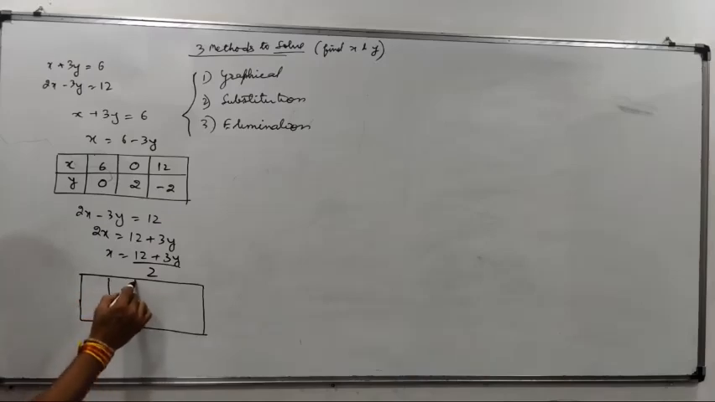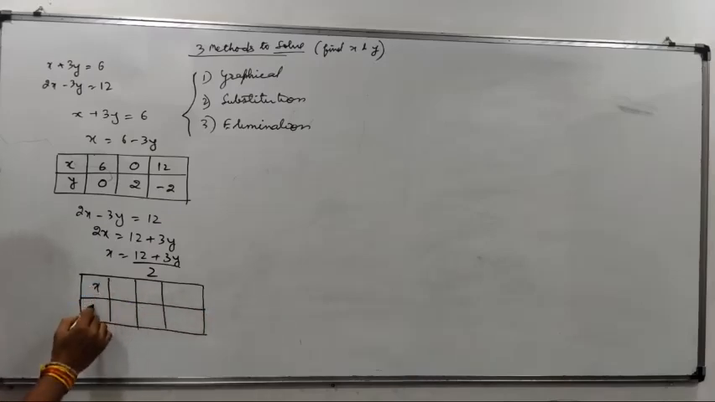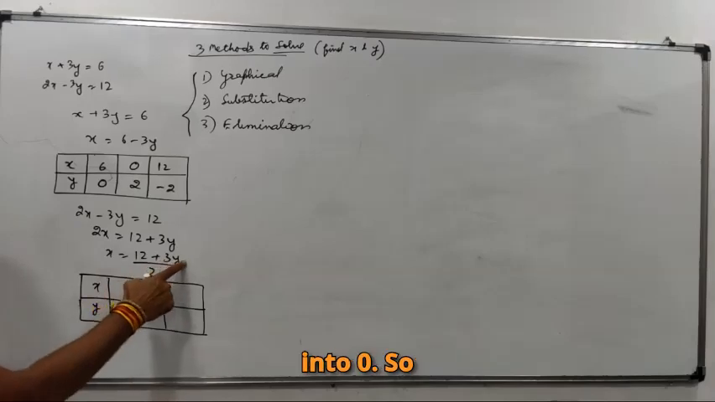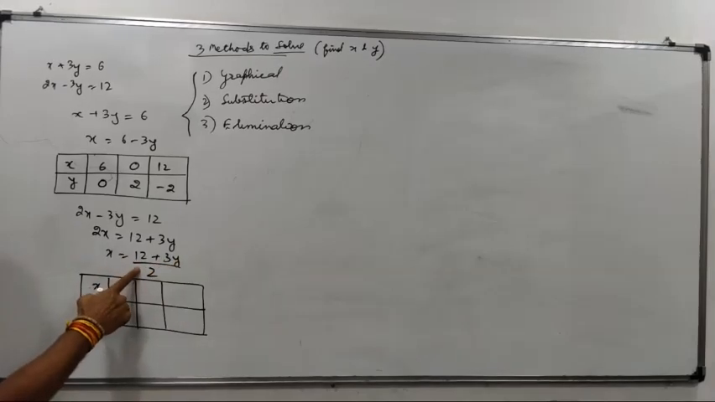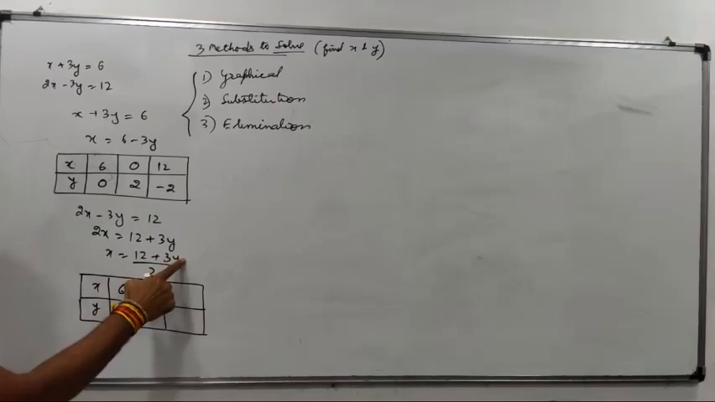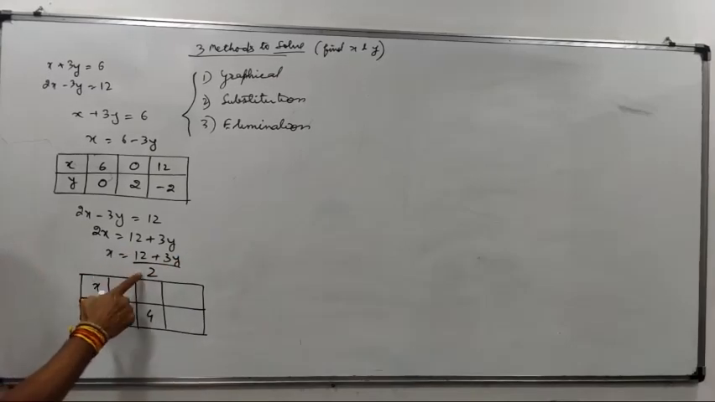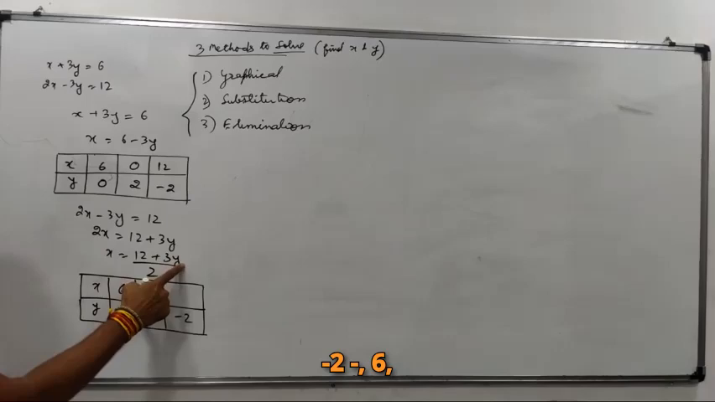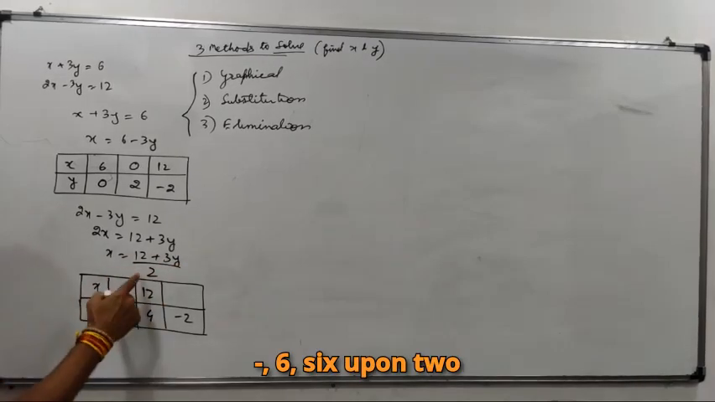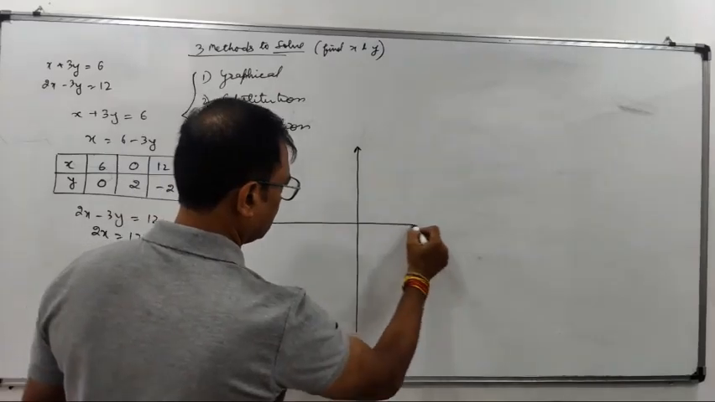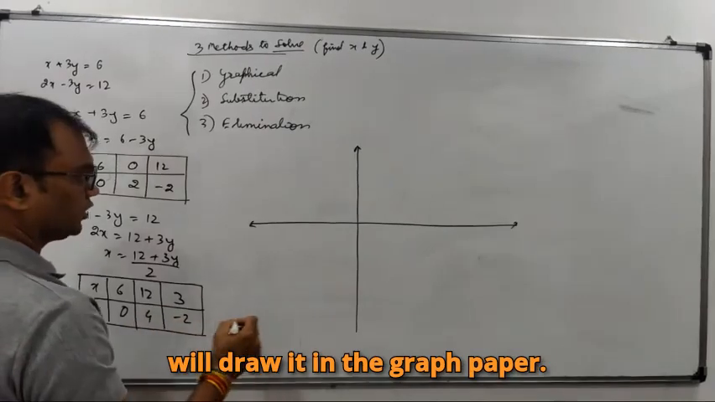How many solutions? Again, first of all, consider the value of y as 0, the easiest value. 3 into 0. So, 12 upon 2 is 6. Take the value of y as now 4. 3 into 4, 12. 12 plus 12, 24 upon 2, 12. Take minus 2. 3 into minus 2, minus 6. 12 minus 6, 6 upon 2, 3. So we are going to plot these points. Presently I am doing it on the board. You will draw it on the graph paper.